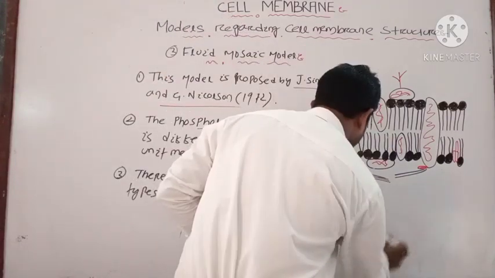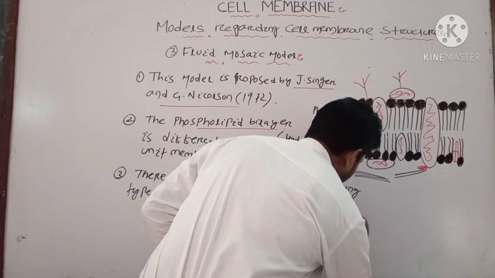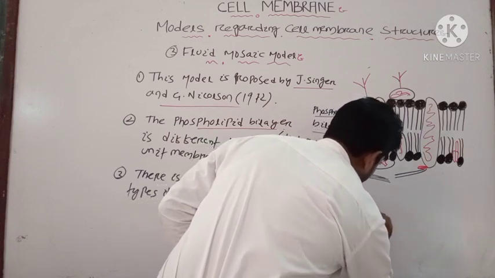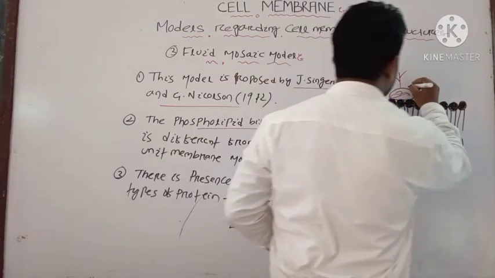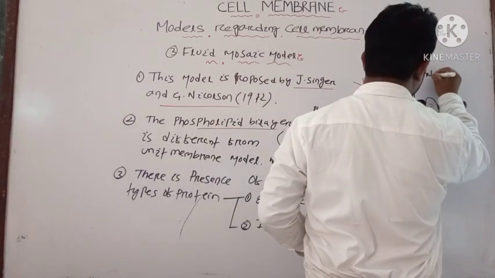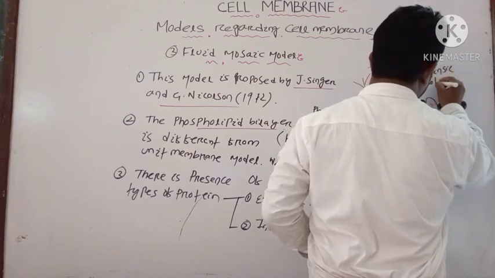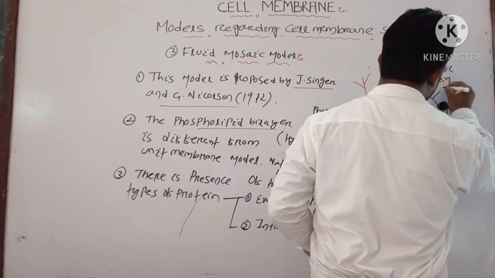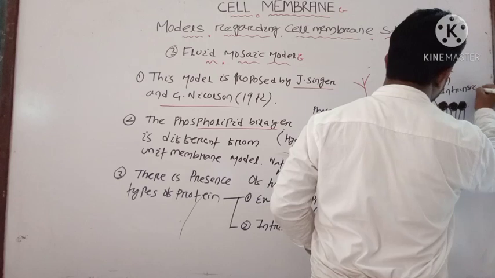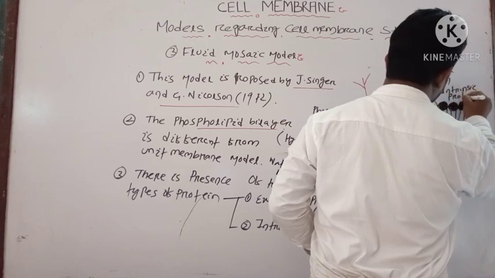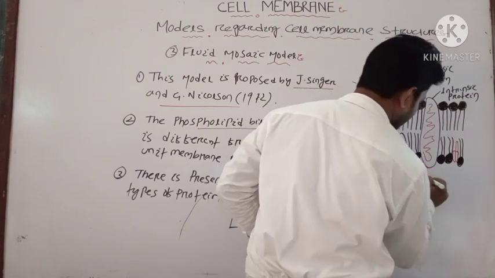Extrinsic protein are also called as peripheral protein. This is your extrinsic protein. And this one is your intrinsic protein. This one also known as your intrinsic protein.